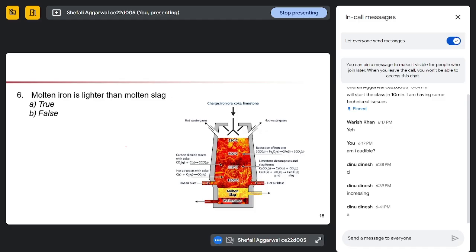Any idea? From the figure, you can see if it is lighter or heavier. I think it's clear. So if you can see here, this is a complete molten material. Molten slag will always be above molten iron. That means it is lighter in weight as compared to the molten iron. So molten iron is actually heavier than molten slag. So the statement is false.